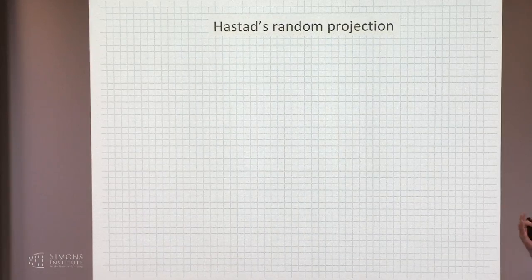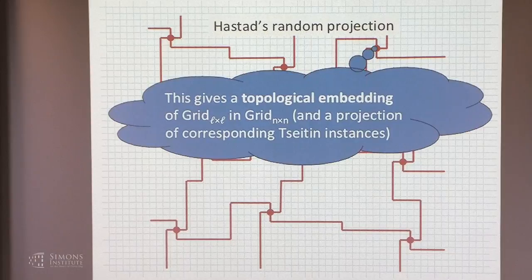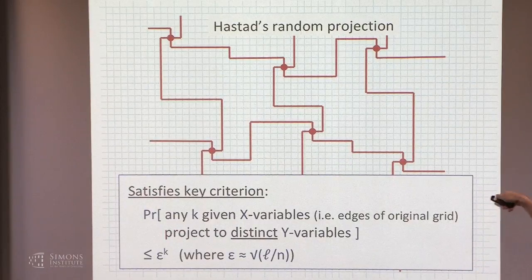So Hastad gets around this in a very neat way. He takes a different random embedding. What it ends up looking like is something like this. You pick the points of your L by L grid, but they're not nicely lined up. And then there's a certain way that you attach them by paths, which make 4 turns in them. The point is this is giving a topological embedding of an L by L grid into an N by N grid. And you get a projection of Tseitin instances in the natural way. And these random projections satisfy the key criterion that we desired. So here the epsilon will be something like root L over N.